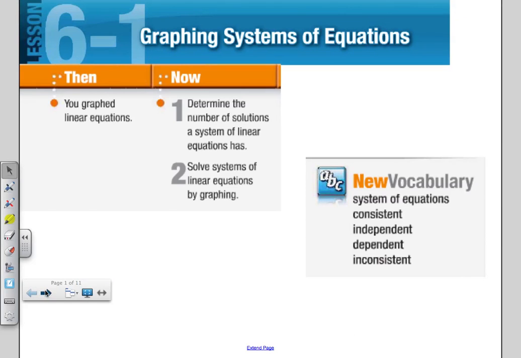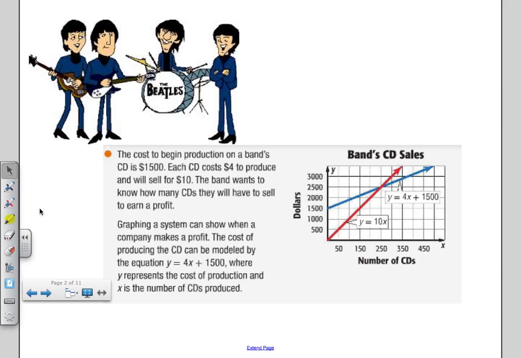Let's see an example of when you'd use something like this in a general way. You don't have to take notes on this. This is just something to think about. A band looks at the cost to produce a CD. To begin the production, a band has to pay $1,500, and each CD costs $4 in addition to that to produce, and they will sell the CDs for $10. So the band wants to know how many CDs they will have to sell to earn a profit.